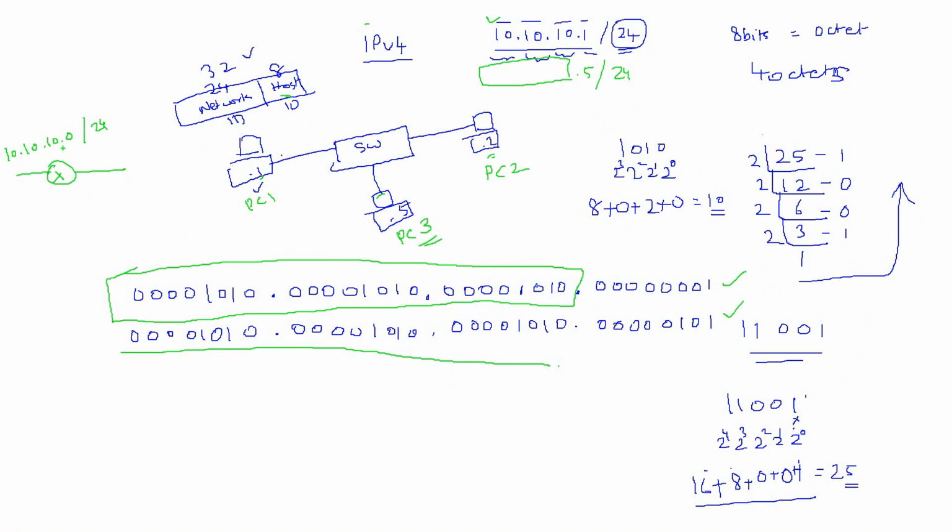So 10.10.10.0/24. From this, we know that the first 24 bits are the network ID and the last part is the host ID. If all host bits are 0, it means it is a network address. It represents the entire network. A typical router would connect one network like this to another network, which could be, say, 192.168.1.0/24, right? That's what a router is supposed to do.